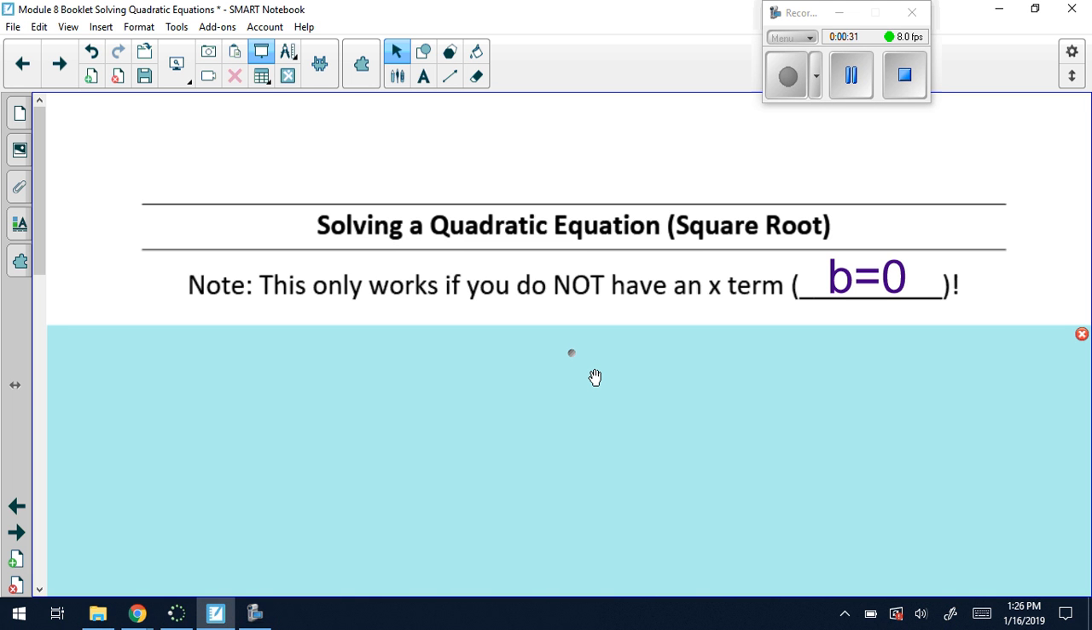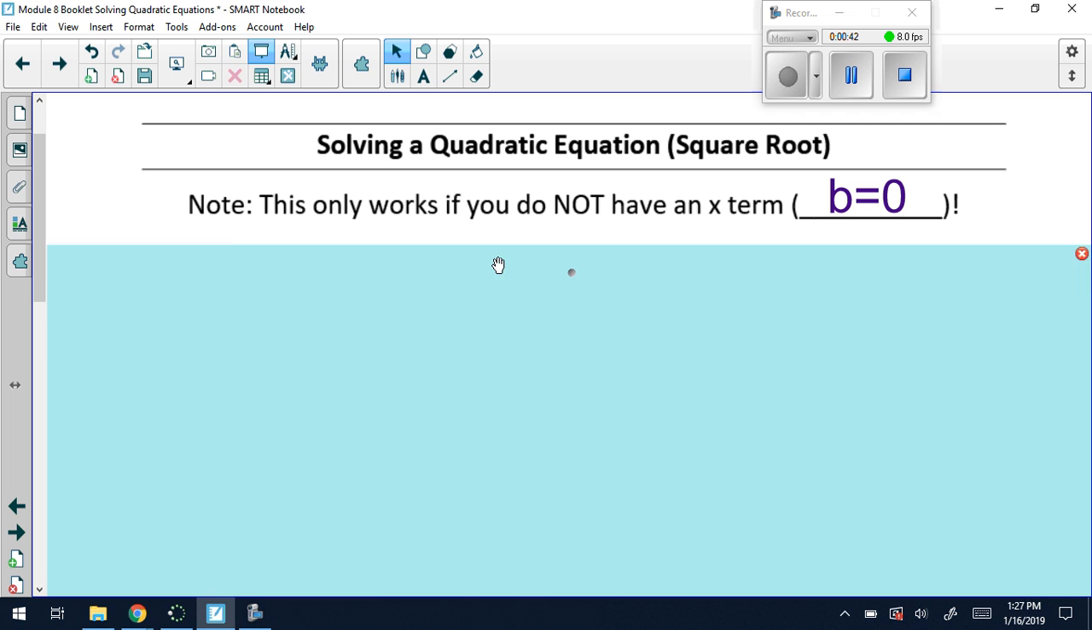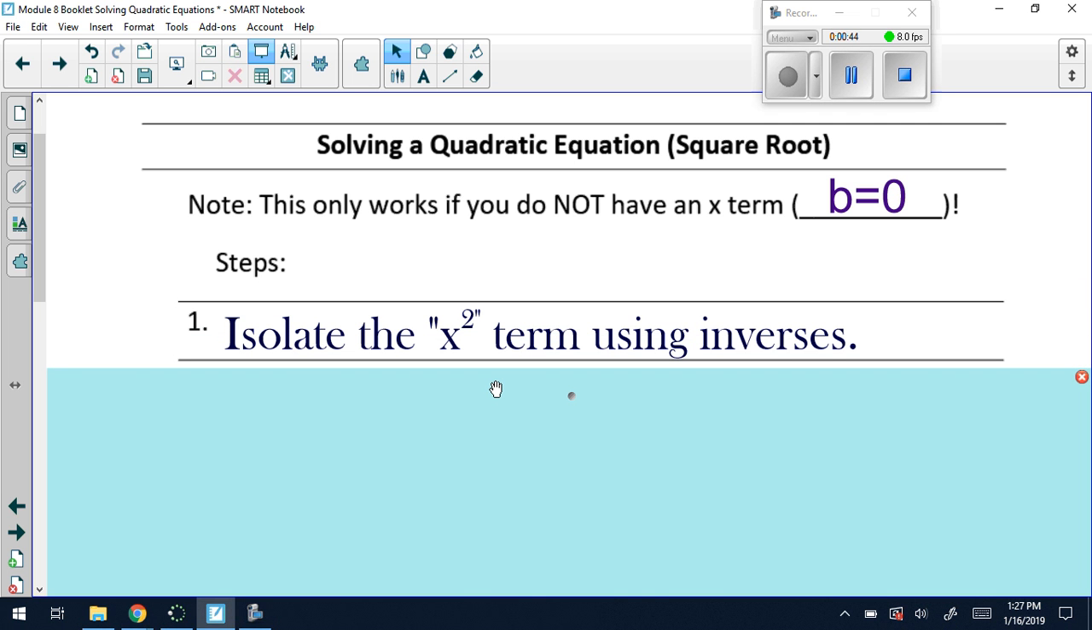There's a couple of other cases where it can work, and we'll look at some of those when it is not in standard form. Essentially, it's going to be able to work when you can isolate the squared portion. So when you can get that x squared by itself using our inverses, and nothing but numbers on the other side, that's key, that's when you can use this method.